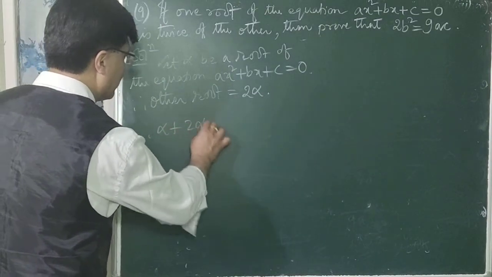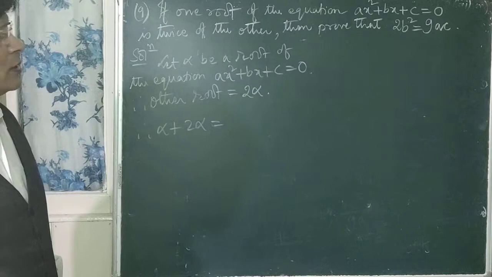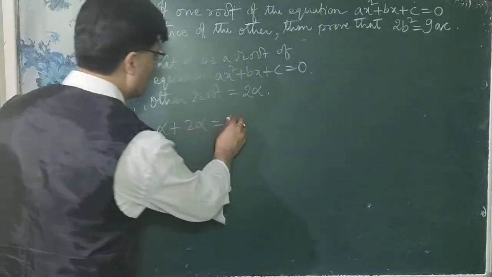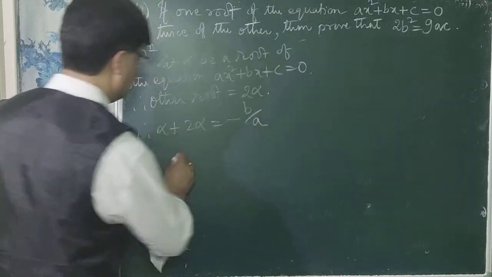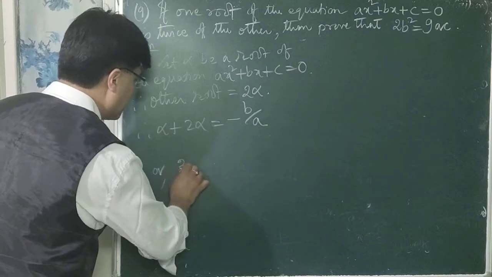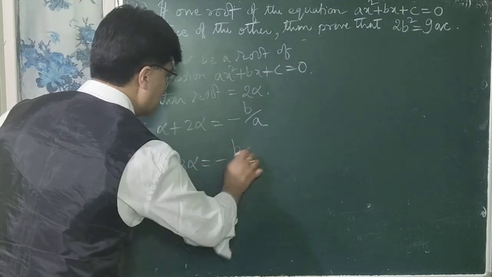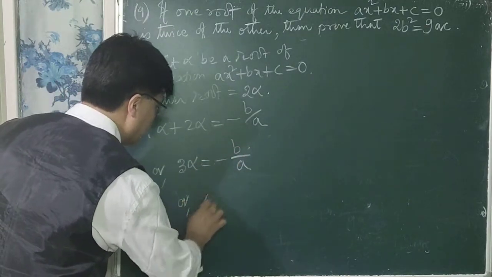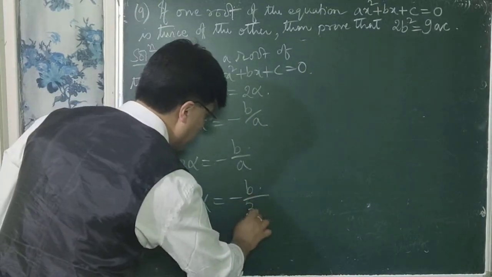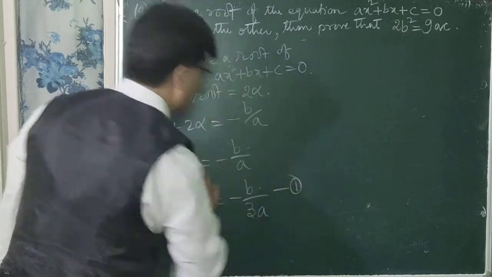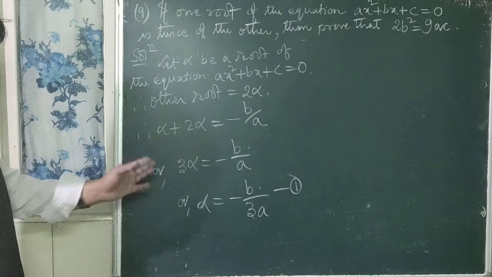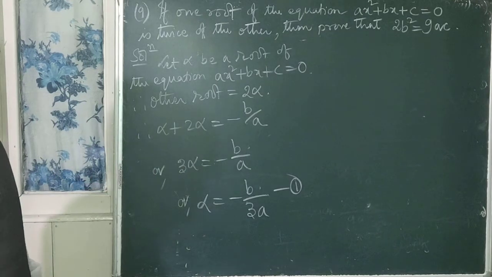Alpha plus 2 alpha, you know that. What is the formula? Alpha plus beta is equal to minus b by a. That is alpha plus 2 alpha is equal to minus b by a. So you can add these two similar terms, alpha plus 2 alpha, 3 alpha is equal to minus b by a. Or what is the value for alpha? Alpha is equal to minus b upon, this is cross multiplied by 3, that is 3a. So alpha is equal to minus b upon 3a. Use for alpha ko value.